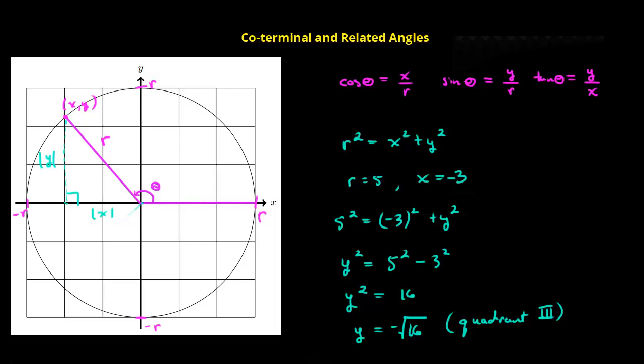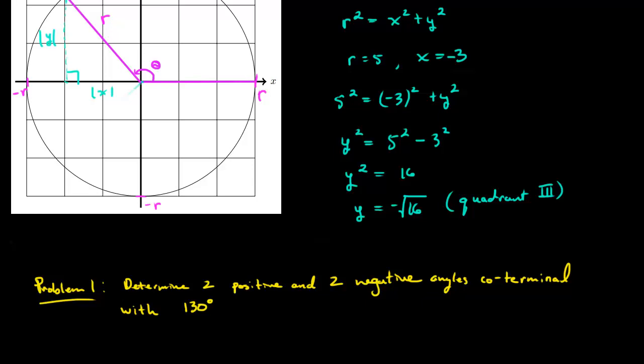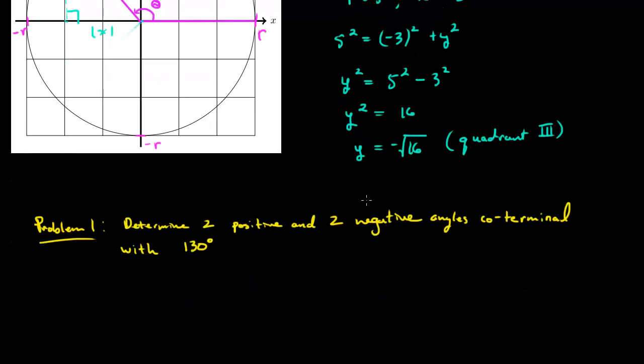Okay, so in the next problem, we are told to determine two positive and two negative angles coterminal with 130 degrees. Now, just recall that in order to get angles that are coterminal, we can just add 360 degrees n times, where n is an integer, to 130 degrees. So let's go ahead and do this. 130 degrees plus 360 is 490 degrees.